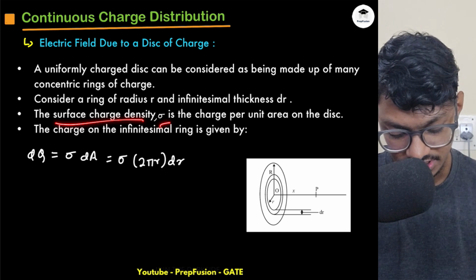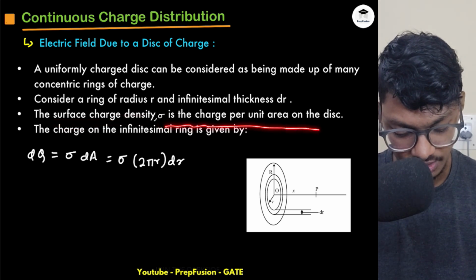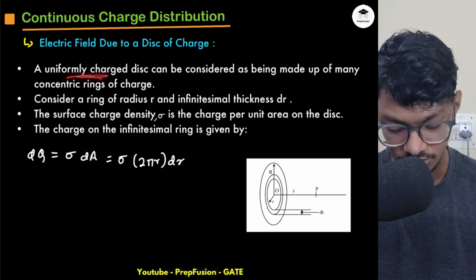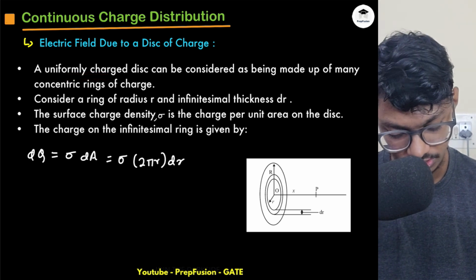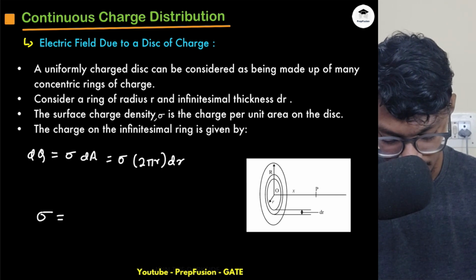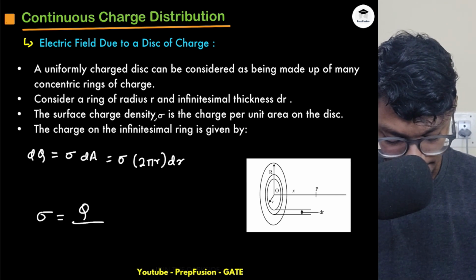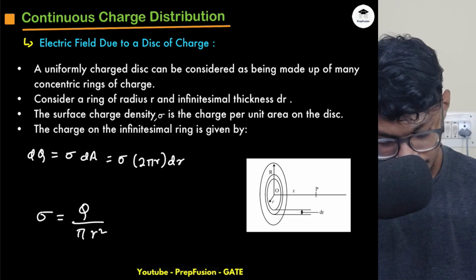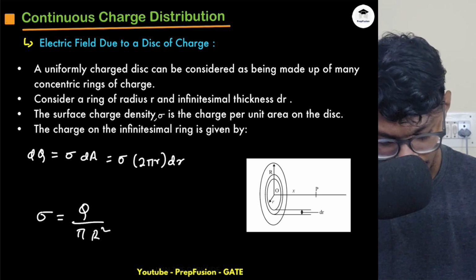The surface charge density sigma is the charge per unit area on the disk. It is uniformly distributed, so sigma, the surface charge density, is equal to the total charge divided by pi r square, or capital R square.